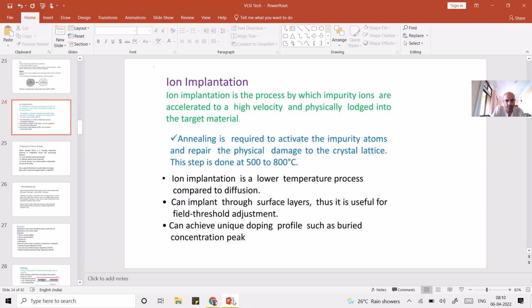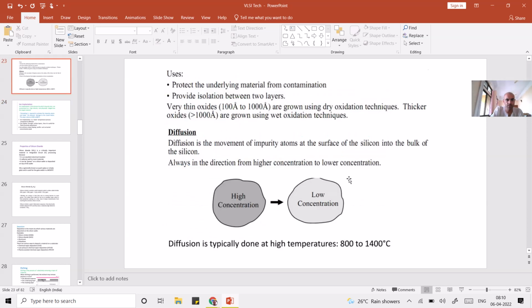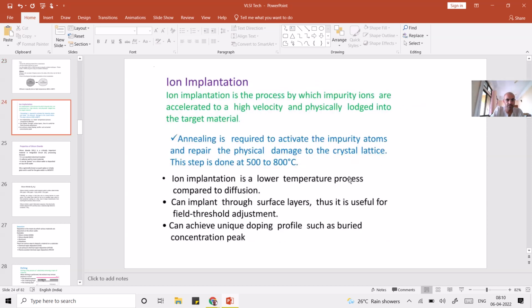So to start with, we'll start from where we left off in the last class. In the last class, we discussed certain things about diffusion and then ion implantation, isn't it?